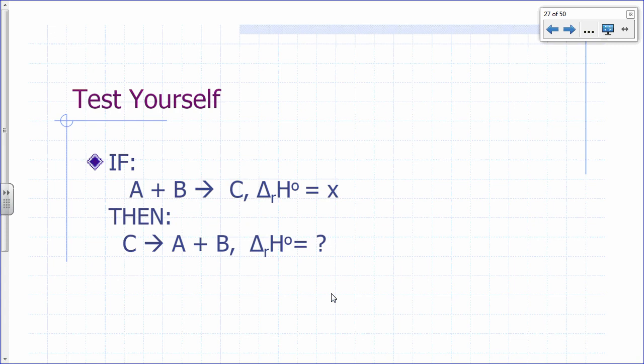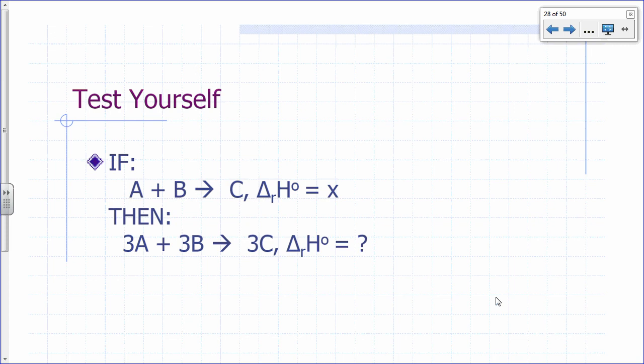If you have A plus B going to C, the delta H for that reaction is X. What would happen if I were to reverse the reaction, C going to A plus B? It's just going to be negative X. I might be able to carry out a reaction of A and B in a calorimeter, but if I want to know the delta H for the reverse process, that's not going to happen. C will not just spontaneously decompose into A plus B if A plus B goes to completion. So delta H for the reverse reaction is going to be negative X.